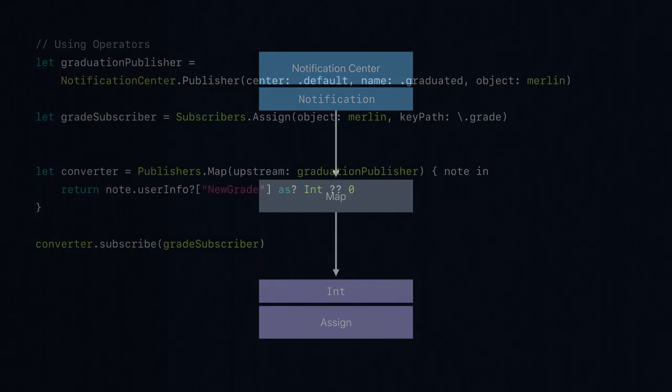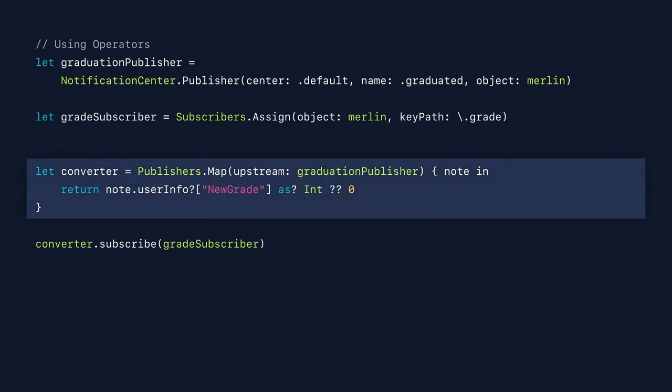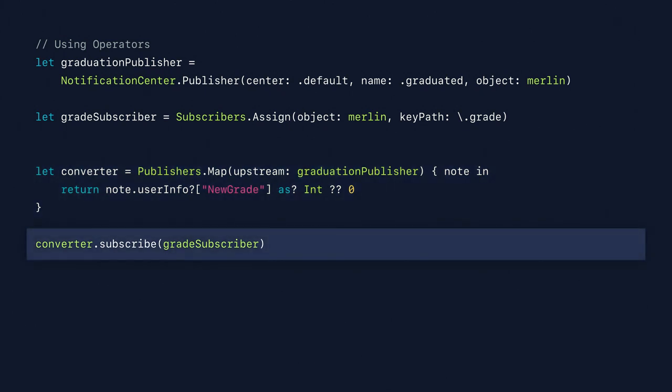Let's see how. So keeping the same publisher and subscriber as before, I'm adding this converter, which, as you can see, is configured to connect to the graduation publisher and has a closure. That closure receives a notification and looks for a user info key called new grade. If it's there, and if it's an integer, then we return it from this closure. If it's not there, or if it's not an integer, then we use a default value of 0. What that means is that no matter what, the result of this closure is an integer, and therefore I can connect this to the subscriber. And everything connects, compiles, and works.